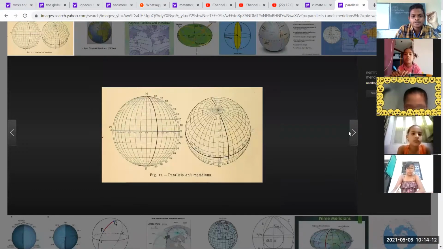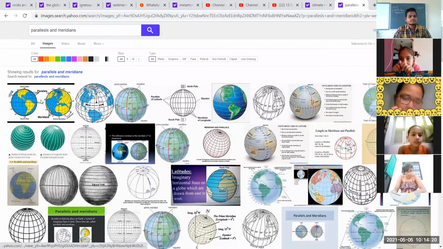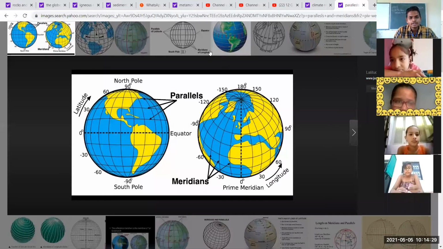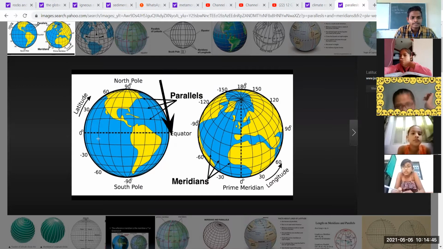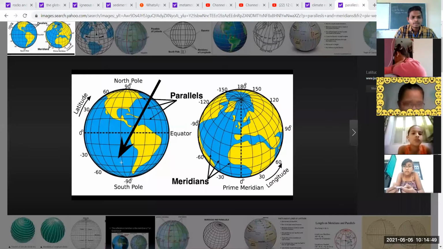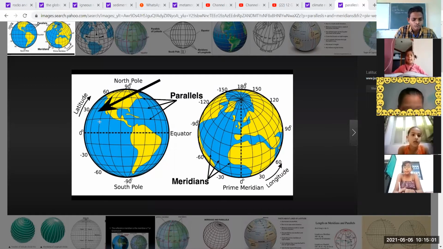I am going to show another picture so you will better understand. Just see here, once again parallels are here. You can see parallels, these lines. These lines are known as the parallels, equator, parallels. So these lines are known as the latitudes and also known as the parallels, horizontal lines. Okay, I hope that you are getting about the latitudes, about the parallels.